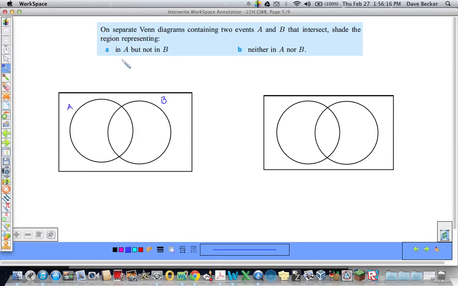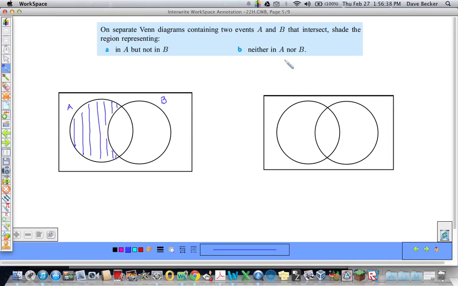We need to shade in A, but not in B. So all of this is in A. It's still not in B. I'm shading it. Oh, I got to stop because if I shade anywhere in here, that's part of B. So it's just this area here that's A, but not B.